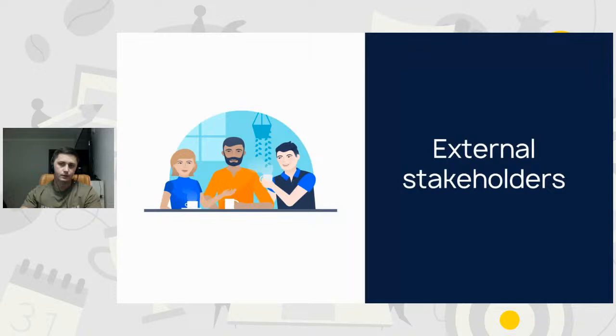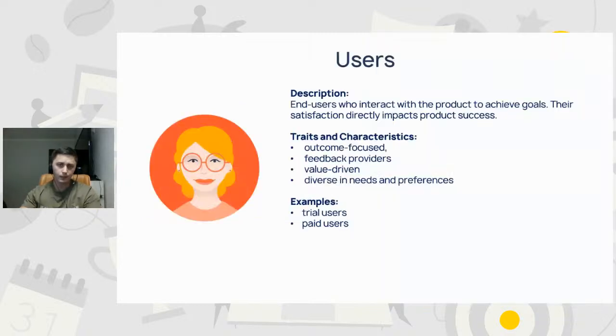Going next to external stakeholders, here we usually have users. These are people who interact with your product to achieve their goals, and their satisfaction directly impacts product success. Talking about traits and characteristics, they are usually outcome focused, so they use your product to achieve some results and/or to accomplish some jobs, if we are talking about jobs to be done in production. They also like to provide feedback, but not every user.